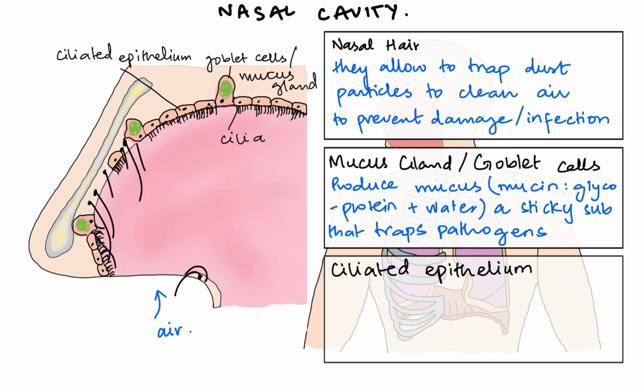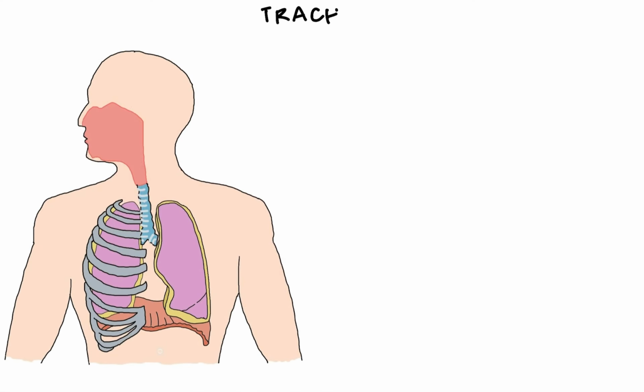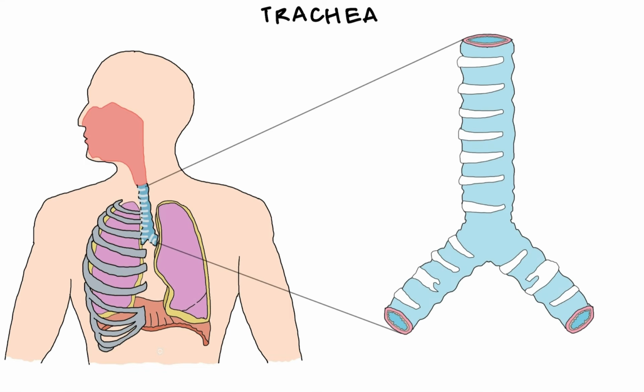Ciliated epithelium is another set of cells on the surface of the nasal cavity. So ciliated epithelium cells have the cilia that propel and move the mucus away to prevent blocking. Because if the cilia are damaged, which is something that happens for very frequent smokers, mucus is not removed and then stays there, blocking the overall system.